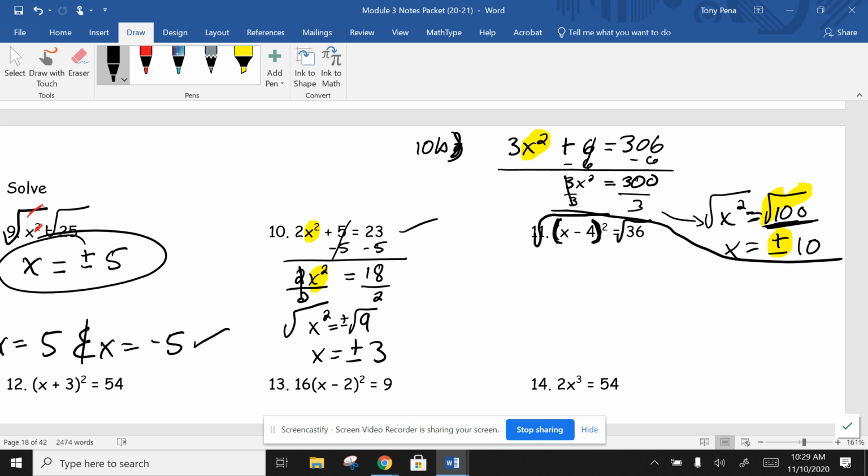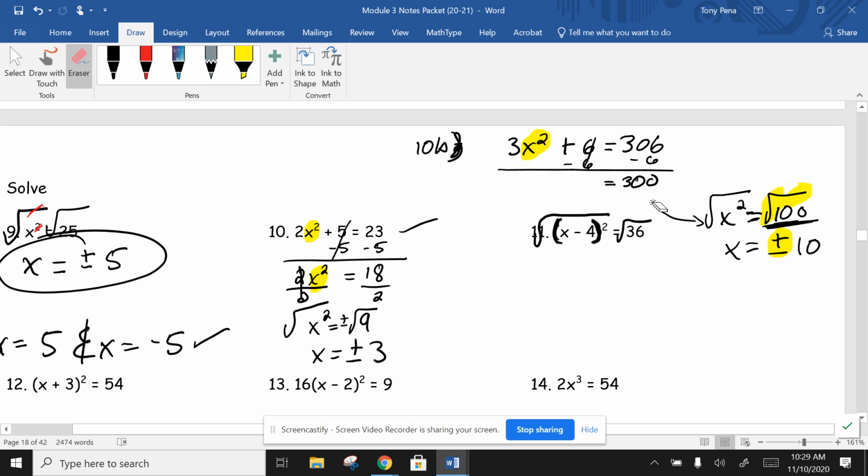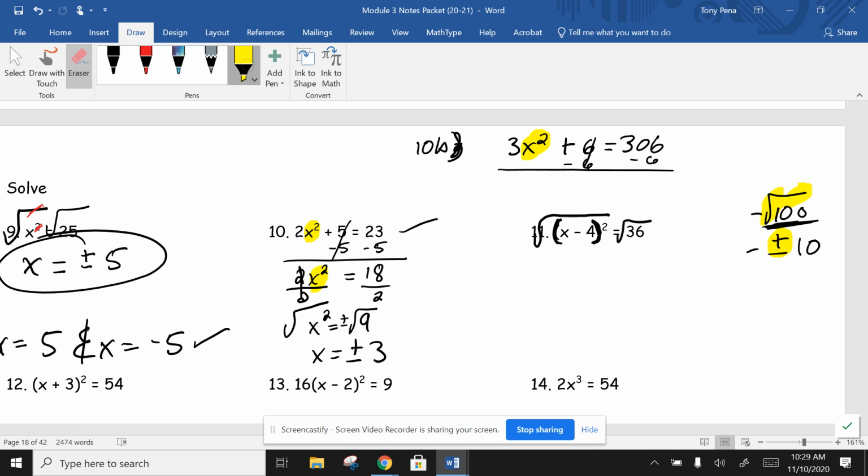When I take a square root, it cancels out the squared. So the only thing that's now going to happen is the square root and the square are going to cancel each other out. The only thing we would be left with then is the x minus 4.